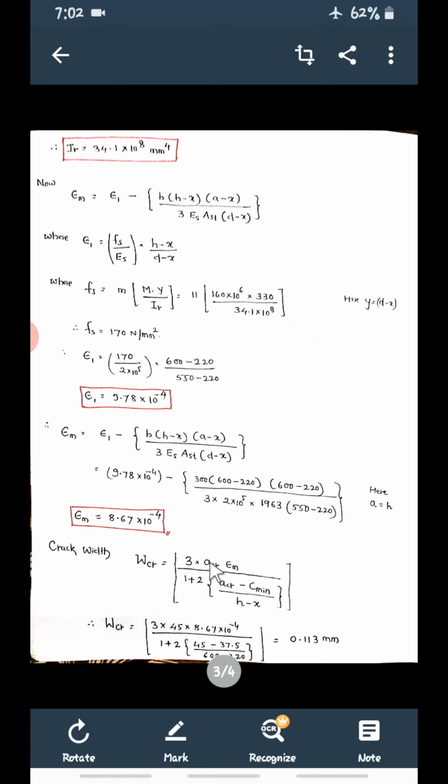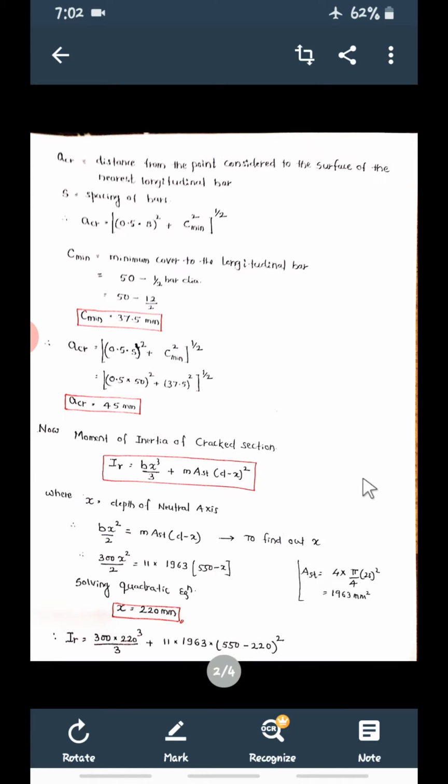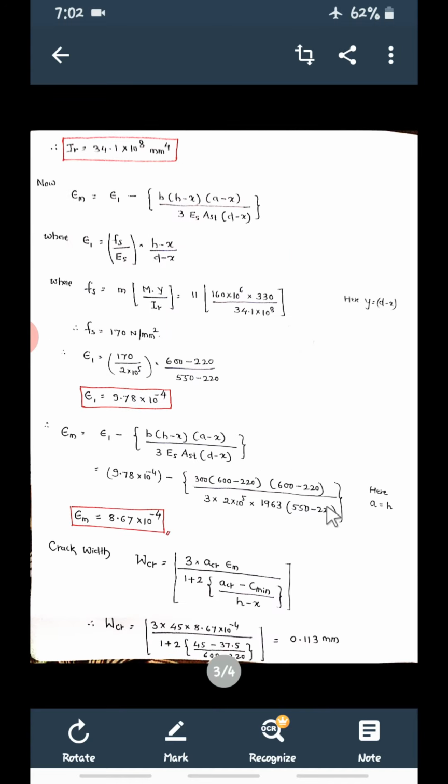So, 3: ACR. In the beginning we have calculated ACR here as 45 mm using this formula. ACR is 45, C minimum is 37.5. The crack width formula is 3 ACR EM divided by 1 plus 2 times (ACR 45 minus C minimum 37.5) divided by (H, the overall depth 600, minus the neutral axis depth X).